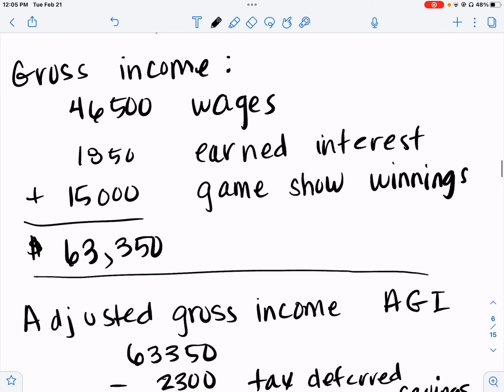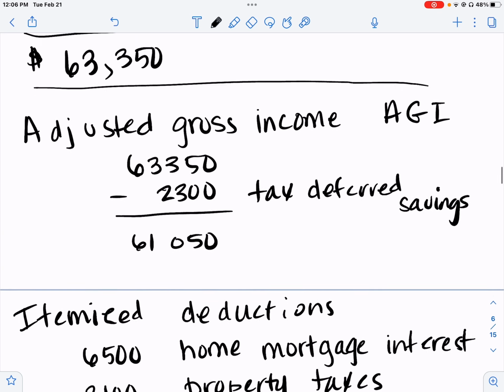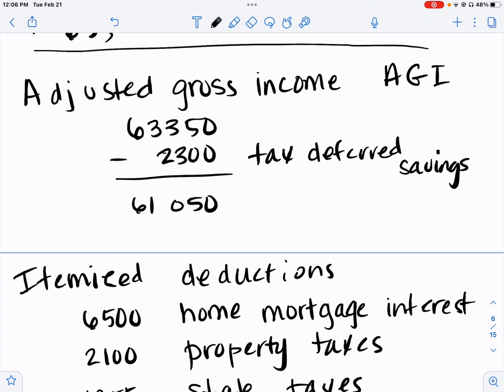So his income would be the wages plus the interest that he earned plus the game show winnings. So that's the gross income. Adjusted gross income, AGI: the tax deferred savings means we're not going to pay taxes on that $2,300. So for the AGI, we take the gross income and subtract the tax deferred savings. So we're going to pay taxes on $61,050.